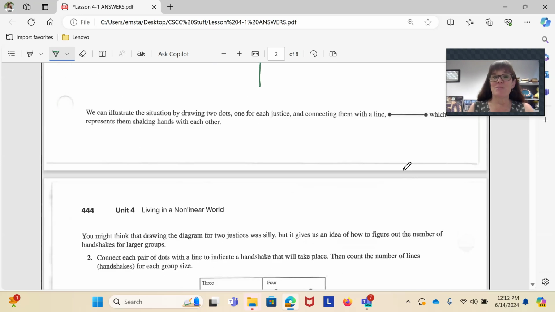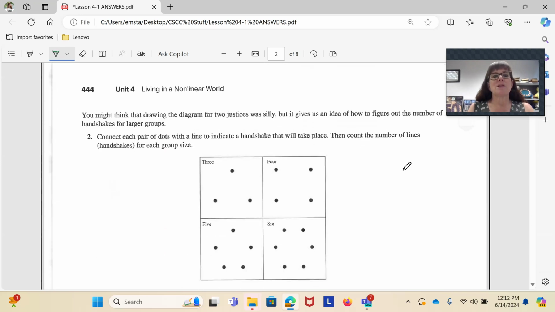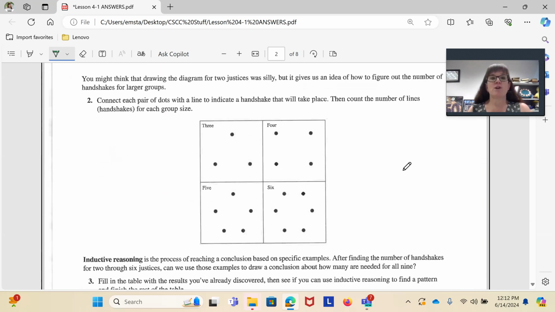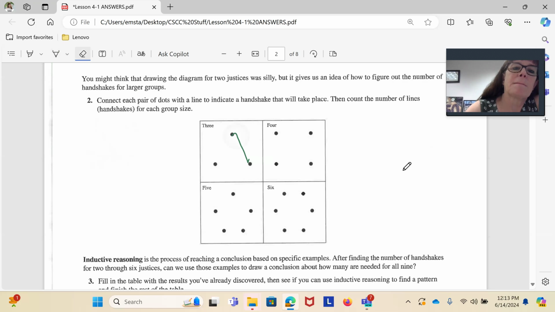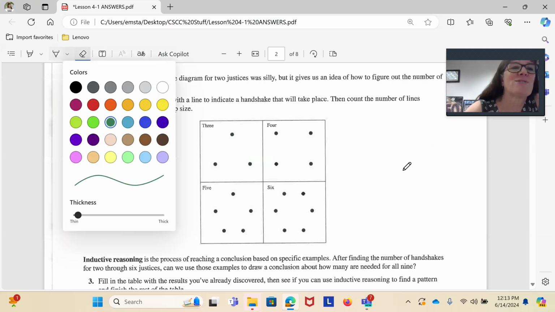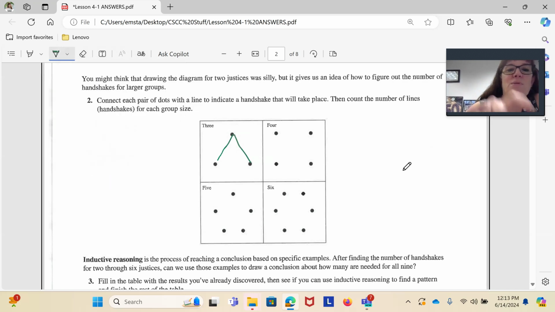That might seem a little silly, but the idea is to figure out how to do drawings for these. So we're going to extend that on page 444 and look at what would happen if we had 3 justices. If we had 3 justices, the first person would have to shake hands with the second person and the third person. Now the second person, the only person they have left is the third person. So we connect them, and that tells us that there are 3 handshakes necessary.